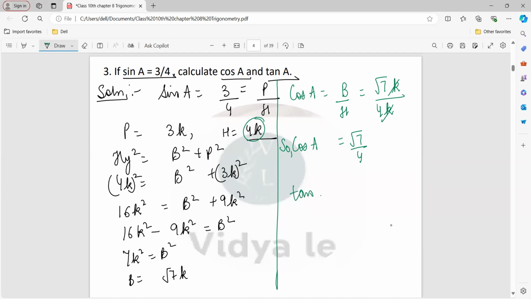Similarly, we can find tan A by applying the formula. The trigonometric ratio for tan A is perpendicular upon base. The perpendicular we have is 3k. The base we have is root 7k. Now k and k will get cancelled. So we'll have 3 upon root 7. Now we know that in the denominator, to get rid of the square root, we rationalize it. So we got 3 root 7 upon 7 as the answer. Okay, I hope it is clear to all.